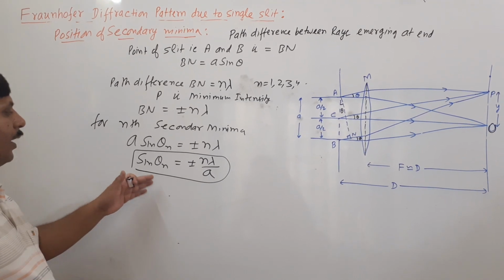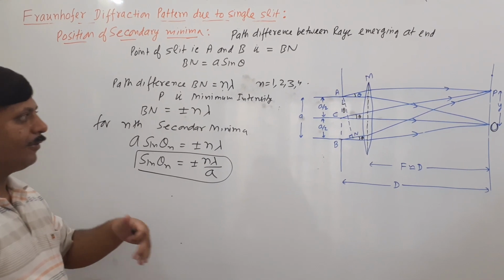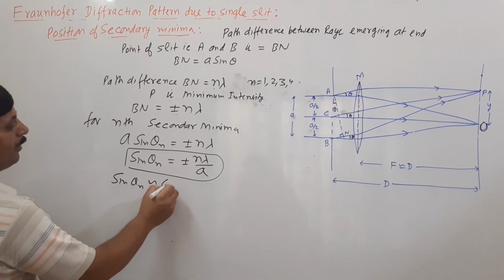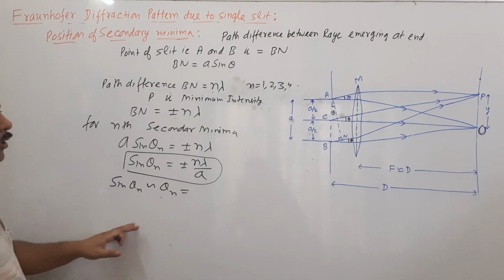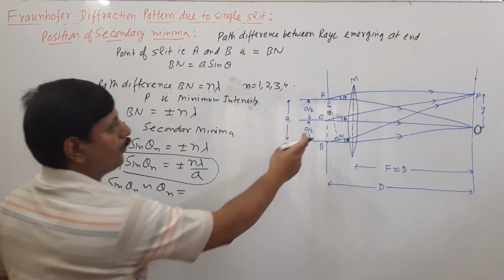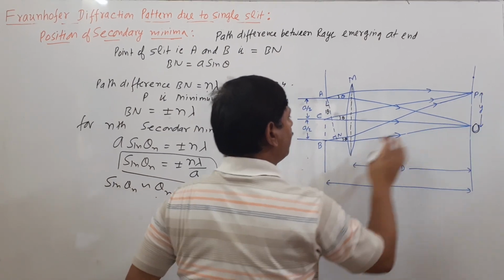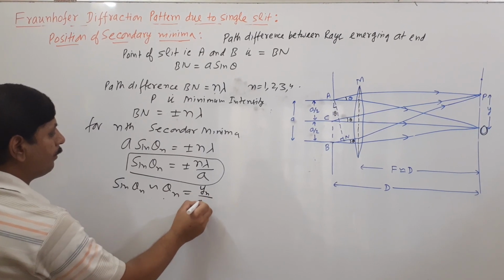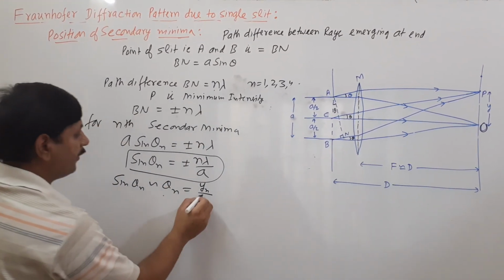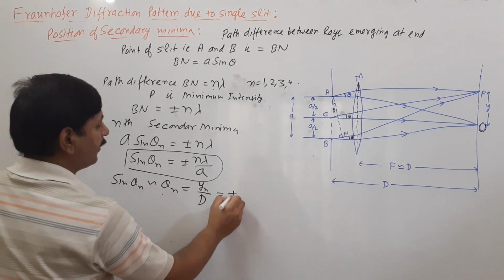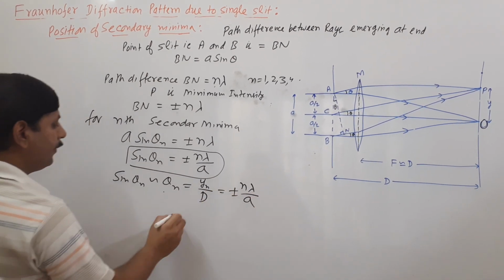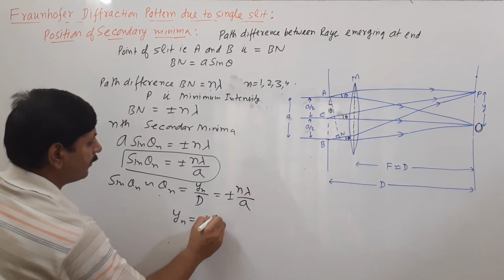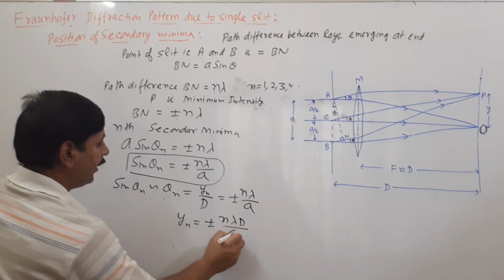If we want to talk about the position y n, we know sin theta n is similar to theta n if theta n is small. What happens? Theta is equal to what? Here arc upon radius, so that is y n upon D, where D is the length. This is equal to plus minus n lambda upon a. The position of nth minima is equal to plus minus n lambda D upon a.